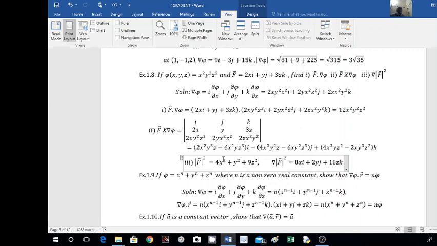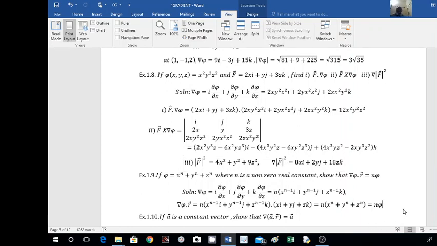We have to find del on this, meaning i ∂/∂x plus j ∂/∂y plus k ∂/∂z. I into ∂/∂x: differentiation of this is 8x, plus the derivative of this is 0, derivative of this is 0, plus j into the derivative with respect to y, which is 2y, plus k into the derivative with respect to z, which is 9 into 2, 18z, because the other derivatives are 0. This is our del of f squared.